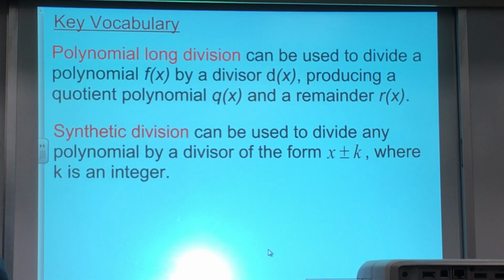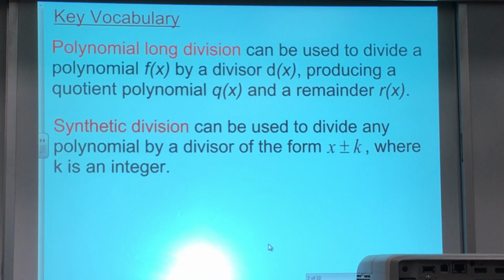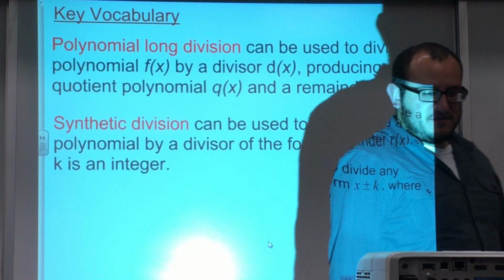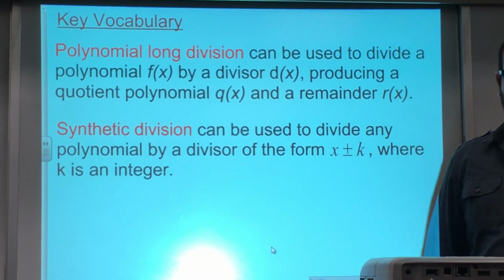Alright, so if this is kind of confusing, which I know it is, if you start reading it, polynomial long division can be used to divide a polynomial f of x by a divisor d of x, producing a quotient q of x and a remainder r of x.